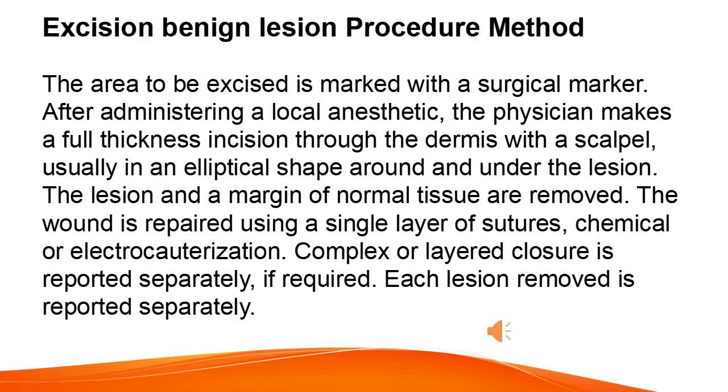Excision benign lesion procedure method. The area to be excised is marked with a surgical marker. After administering a local anesthetic, the physician makes a full-thickness incision through the dermis with a scalpel, usually in an elliptical shape around and under the lesion. The lesion and a margin of normal tissue are removed. The wound is repaired using a single layer of sutures, chemical or electrocauterization. Complex or layered closure is reported separately, if required. Each lesion removed is reported separately.